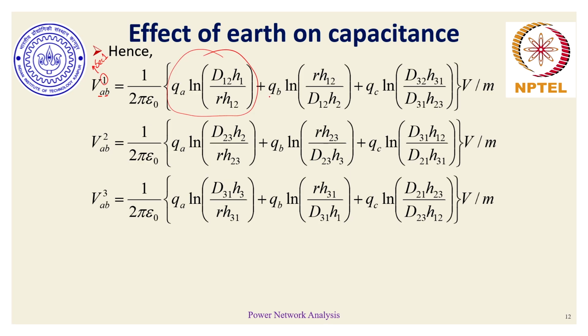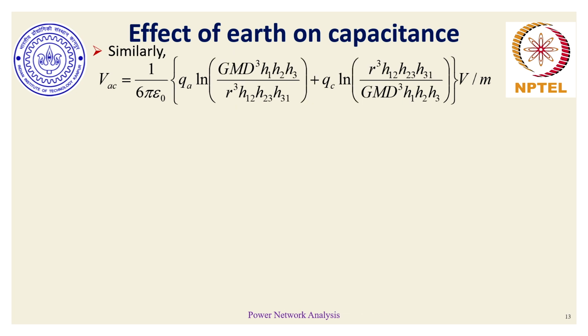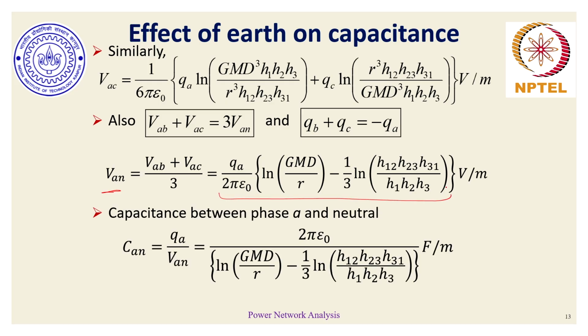Similar terms can be obtained for QB, QC, and then you can also find the potentials with respect to other sections 2 and 3. If we take their average, we get VAB as this particular expression over here. We can also find VAC, trying to find VAN actually. So VAN is VAB plus VAC by 3. Also, QB plus QC is minus QA. So we get VAN as this particular term, wherein if we now find capacitance, then we have this term over here.